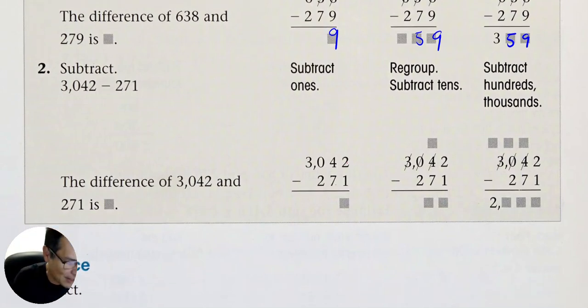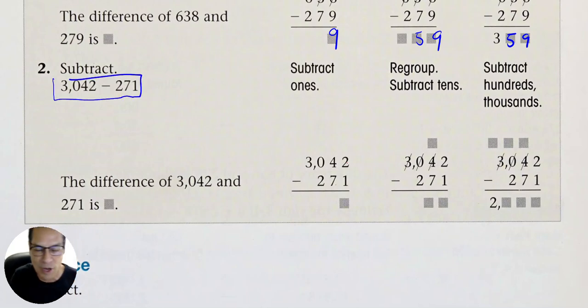So now we have a little bit longer one. We're going to find the difference between 3,042 and 271. Start with the ones place. 2 minus 1 is 1. So tens place, we have to borrow from here, and that becomes a 14. 14 minus 7 is 7.